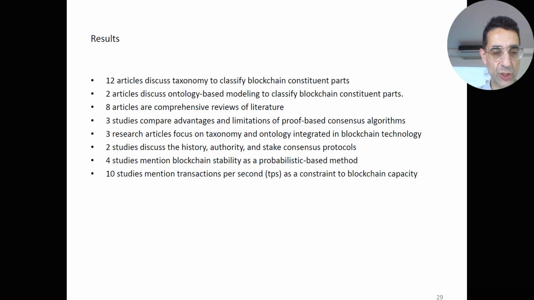Four studies mention blockchain stability as a probabilistic-based method, and 10 studies mention transaction per second, or TPS, as a constraint to blockchain capacity to expand as an infrastructure, or process more information and mine more blocks.